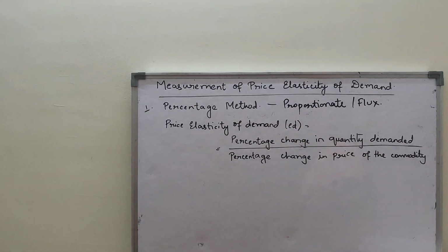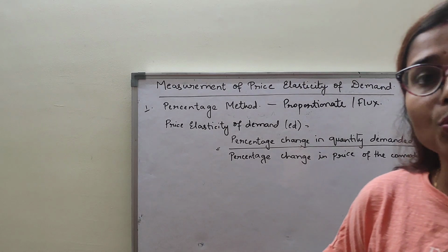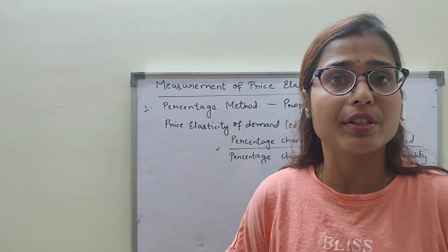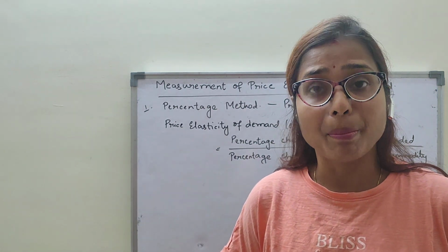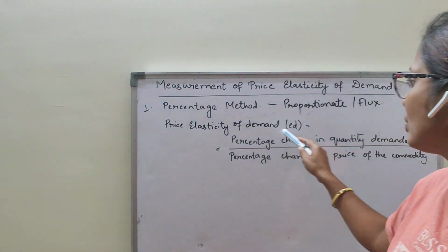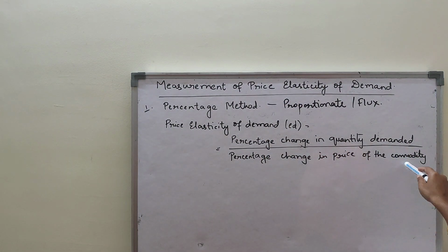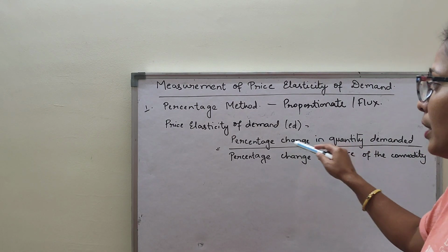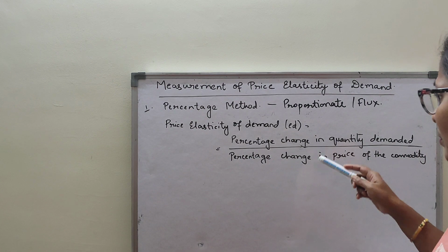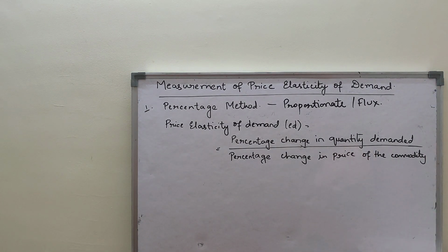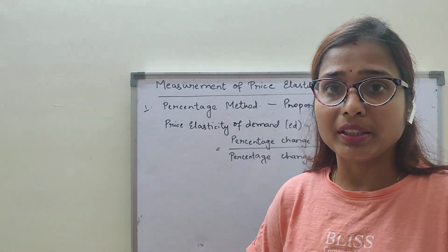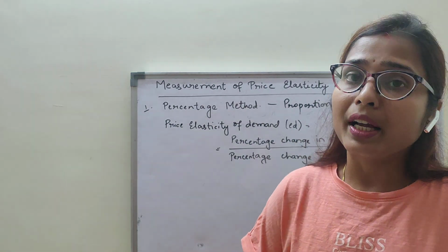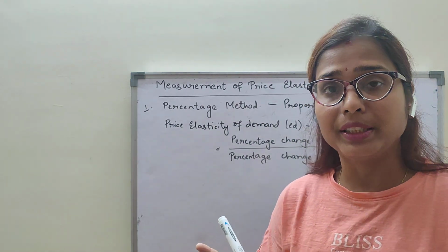Clear? Percentage method. It is also known as proportionate method or flux method. It is the most commonly used method for calculating price elasticity of demand. Clear? Now, according to this method, we can calculate price elasticity of demand as a ratio of percentage change in quantity demanded by percentage change in the price of the commodity. So, we are using here the percentage sign. Clear? So change in quantity demanded by change in price of the commodity. That means with respect to change in the price, how my quantity demanded changes, we will find out with the help of price elasticity of demand through percentage method.